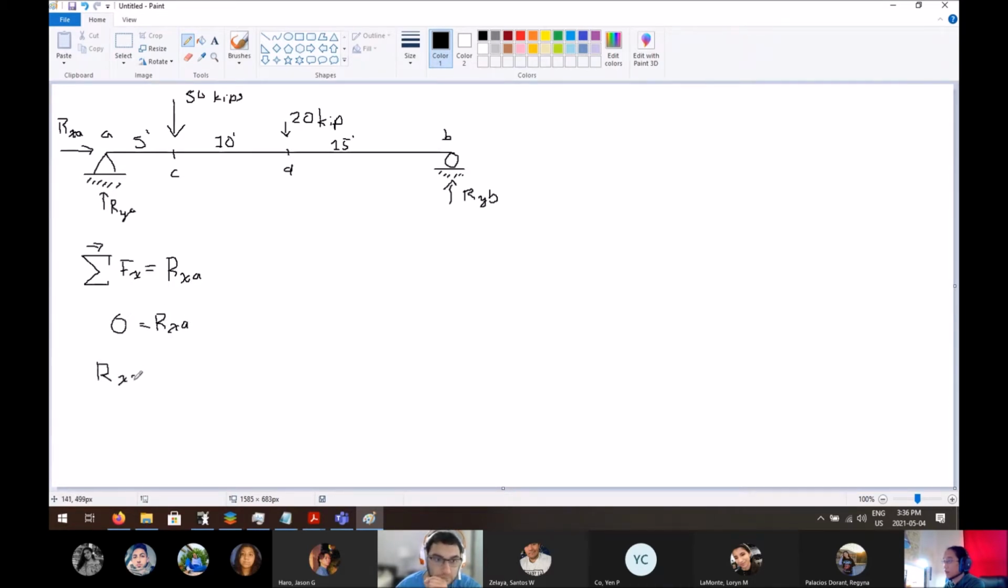RXA is equal to 0. Very simple stuff right there. All right, so now let's take summation of forces in the y direction. Let's assume up is positive, summation of forces in the y direction, right?